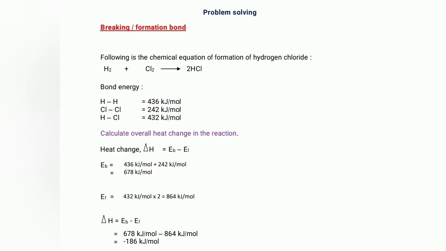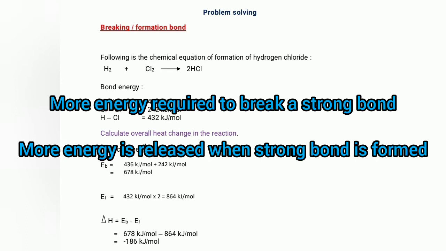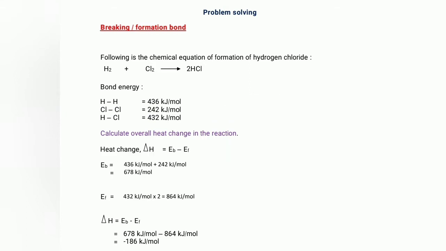The quantity of heat energy absorbed or released during the breaking and formation of bonds in a chemical reaction depends on the strength of the bond. More energy is required to break a strong bond compared to a weak bond, and more energy is released when a strong bond is formed compared to a weak bond. The heat absorbed or given out in a reaction comes from the bonds being broken or made in the reaction.